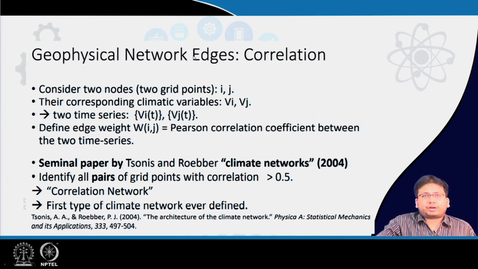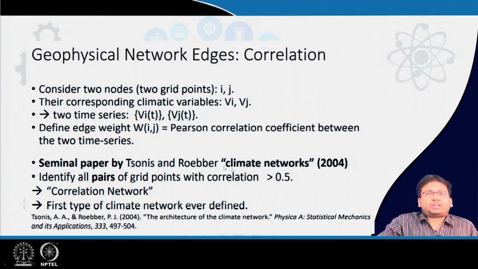In this kind of network, which we call the correlation network, the edge weight is basically a measure of similarity between those two grid points, and in this case we will consider it as simply the Pearson correlation coefficient between the two time series. That is, at i you have this time series Vi, and at j you have this time series Vj. You can calculate the correlation coefficient between them, which is of course a quantity that will lie between +1 and -1. Now, +1 means they are perfectly correlated, and -1 means perfectly anti-correlated, that is, whenever one increases the other decreases and so on.